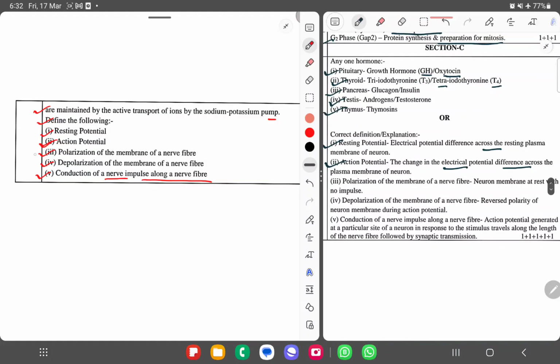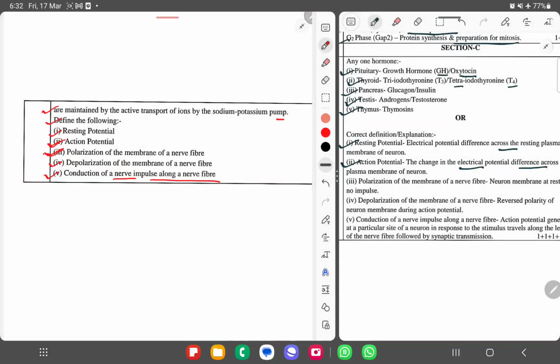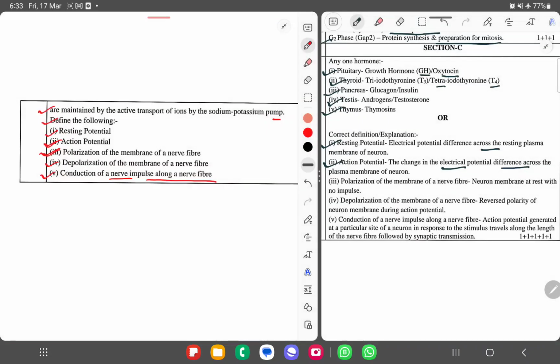Okay? Third one, polarization of the membrane of the nerve fiber: a neuron membrane at rest with no impulse. Depolarization of the membrane of the nerve fiber reverses the polarity of the neuron membrane during the action potential.